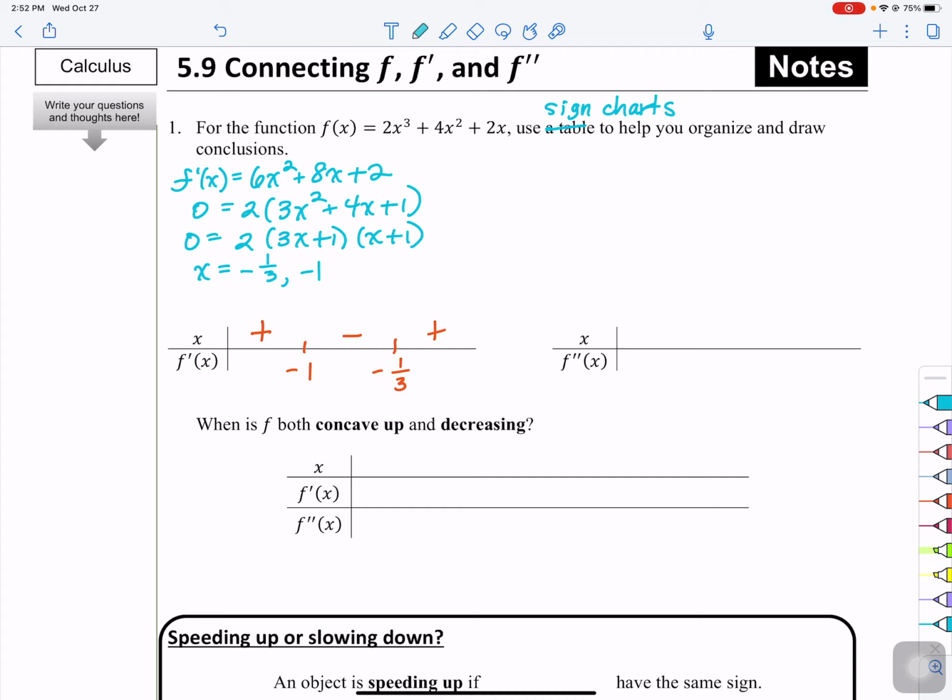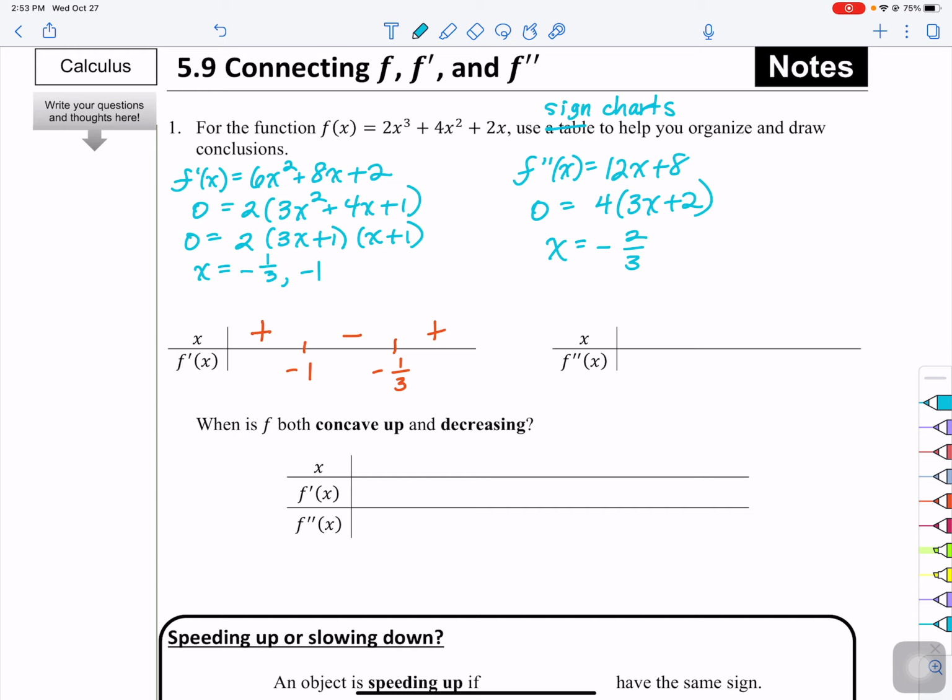So in f double prime, we have 12x plus 8. We're going to set that equal to 0. And you can see that the second derivative is equal to 0 at x equal to negative 2/3. Now, since this is a polynomial, we do not have any critical points where the first derivative is undefined, so we don't have to worry about that.